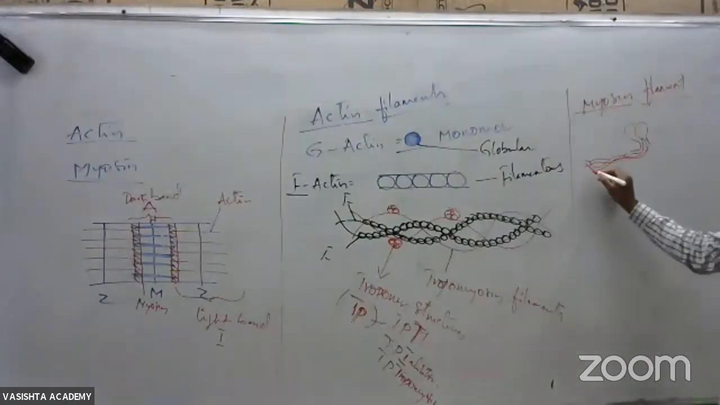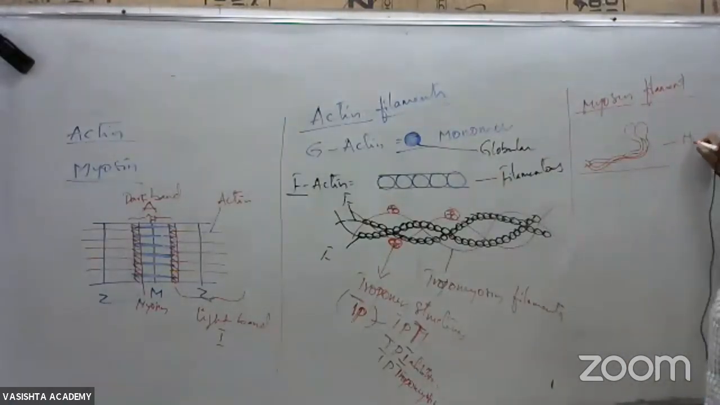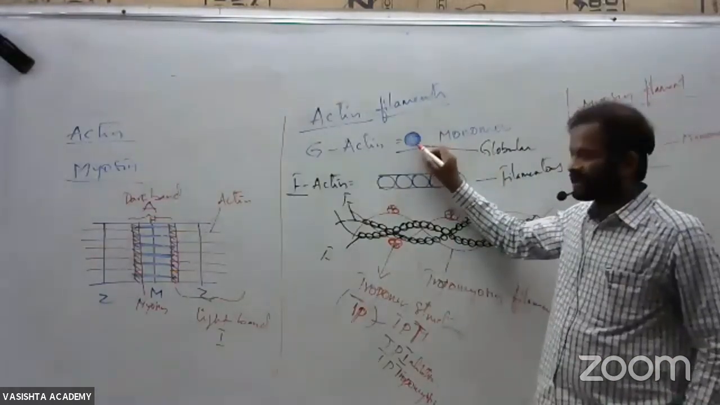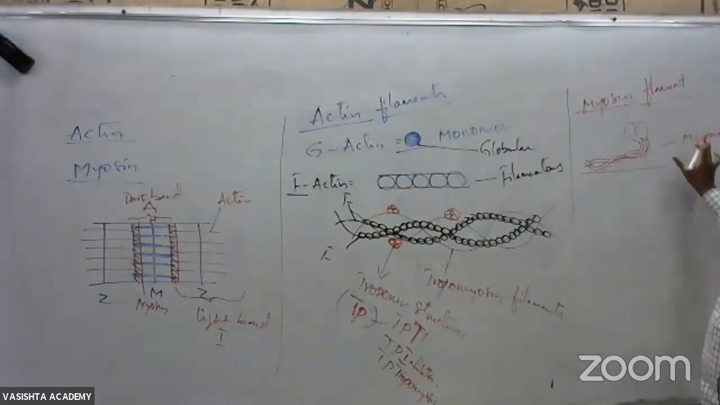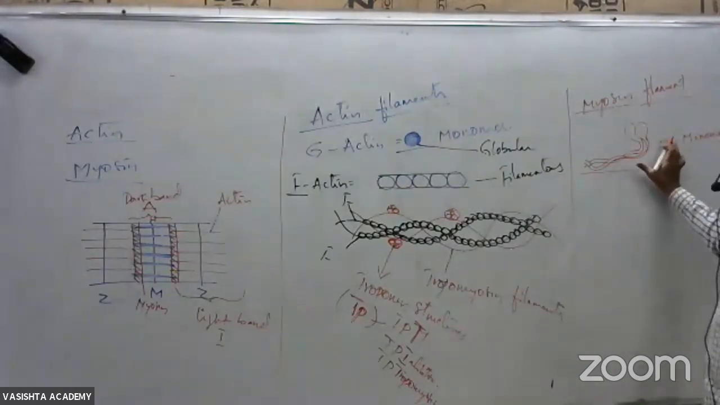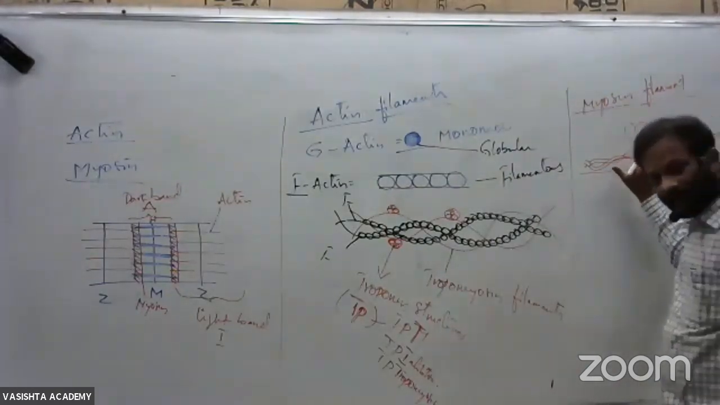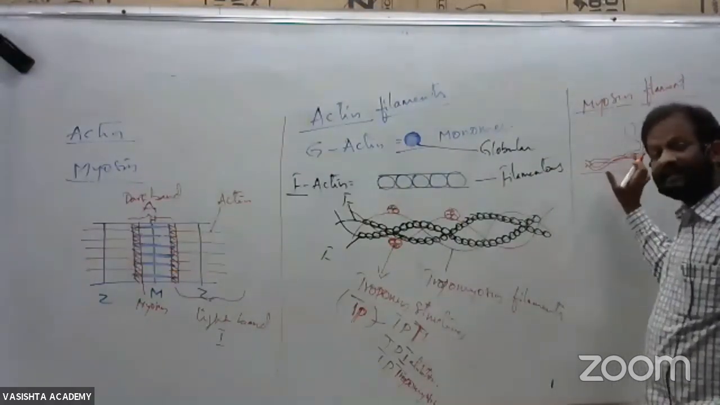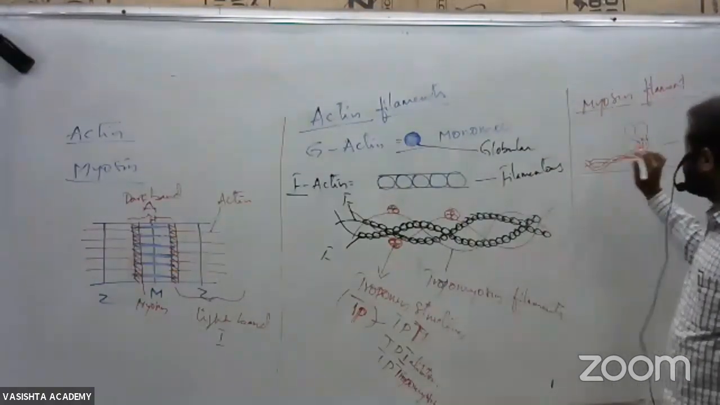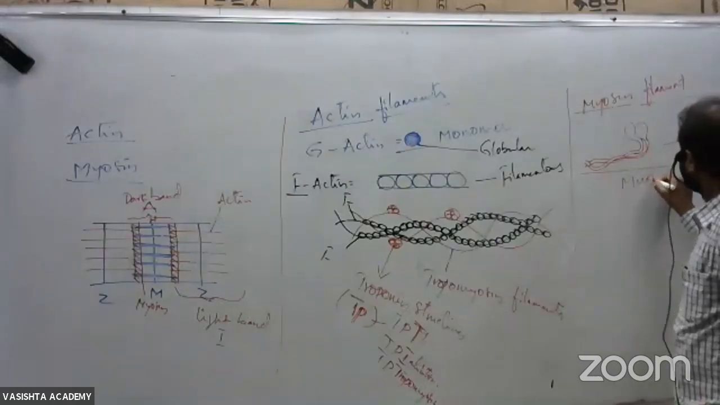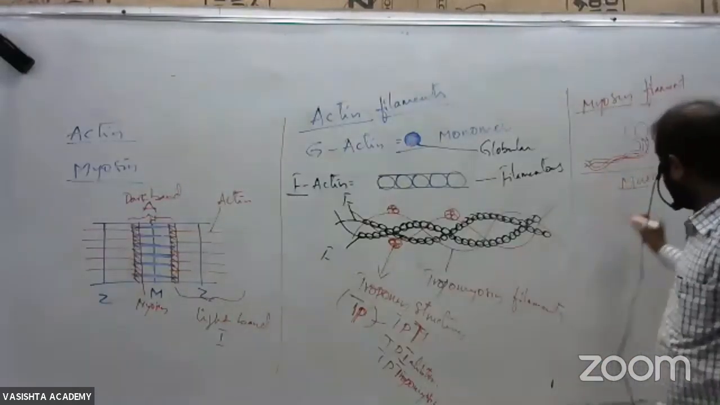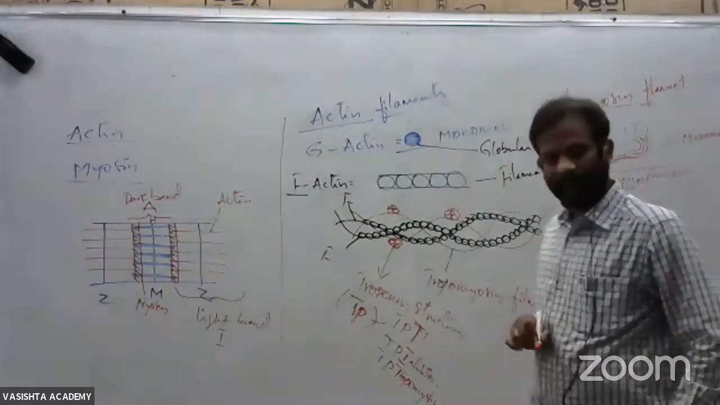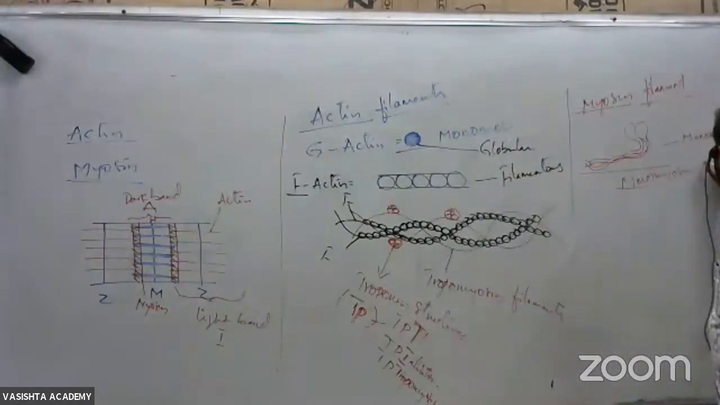See, this is one monomer. This is the monomer of actin filament. This is the monomer of myosin filament. So each monomer of myosin filament is called as meromyosin.